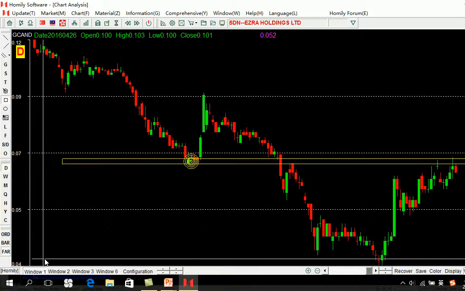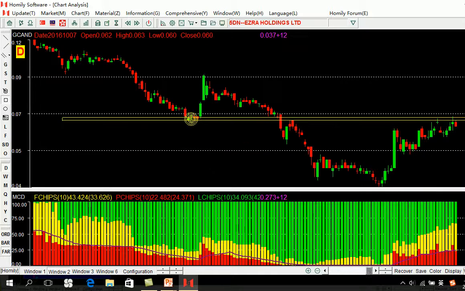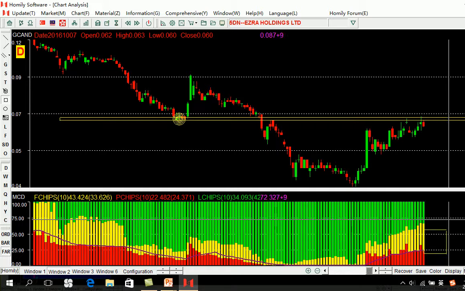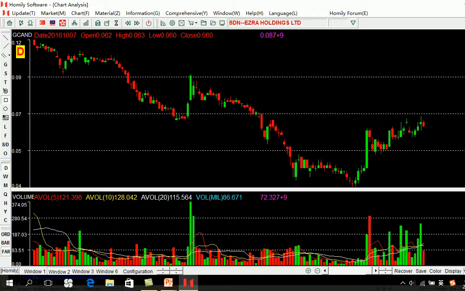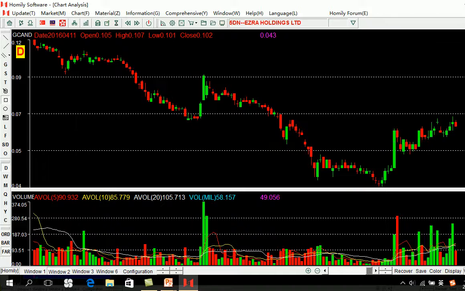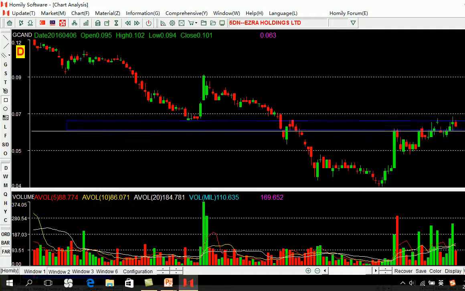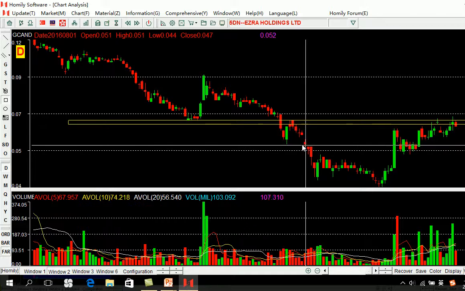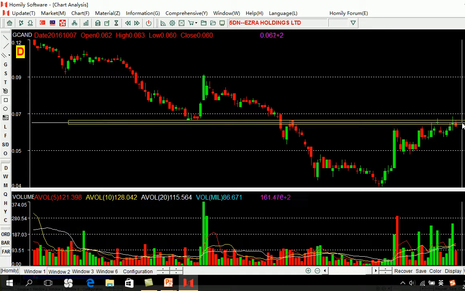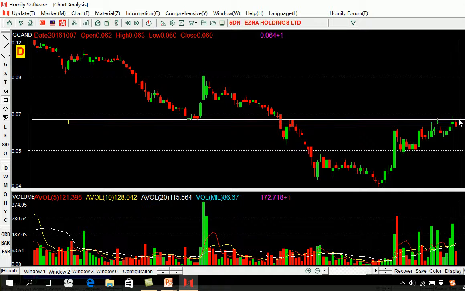Okay, then we can check the volume. Then we should pay more attention to the resistance here, because you can see here the price is around 0.065. This is the resistance for Israel. If it can go up again, you can buy again. If it cannot go up, you should sell for short term.